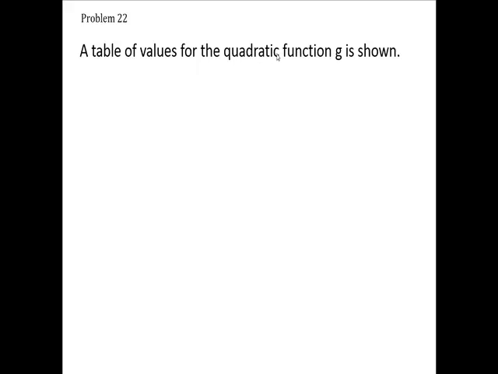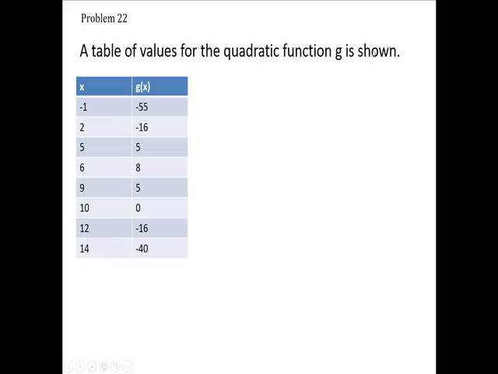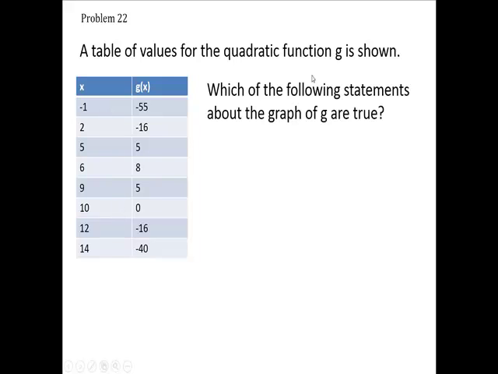A table of values for the quadratic function g is shown. Here's a table of values here, okay? Which of the following statements about the graph of g are true? Now I want us to look at the point 5, 5 and the point 9, 5. Look, the 5's there are the same, aren't they?